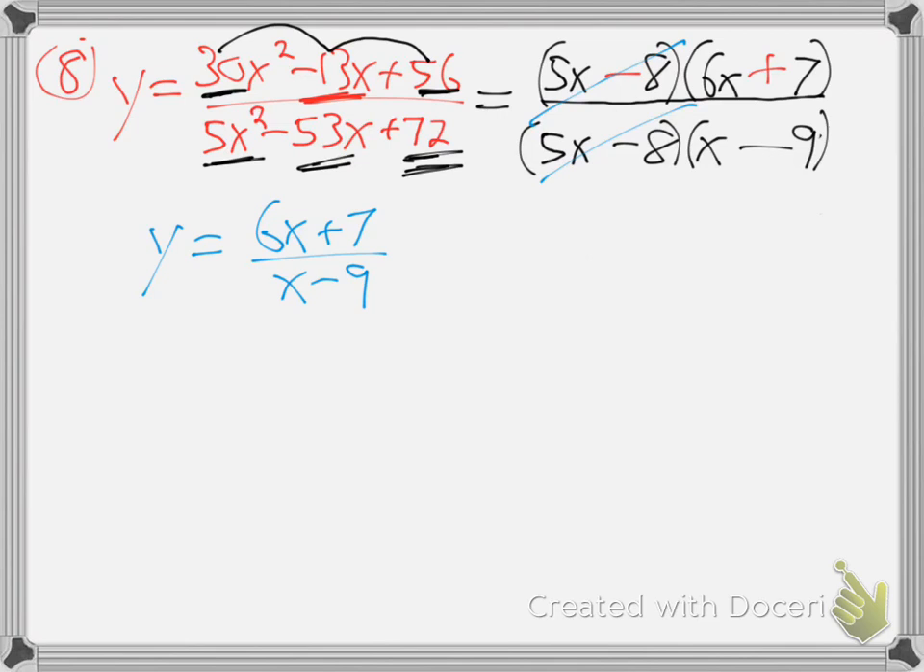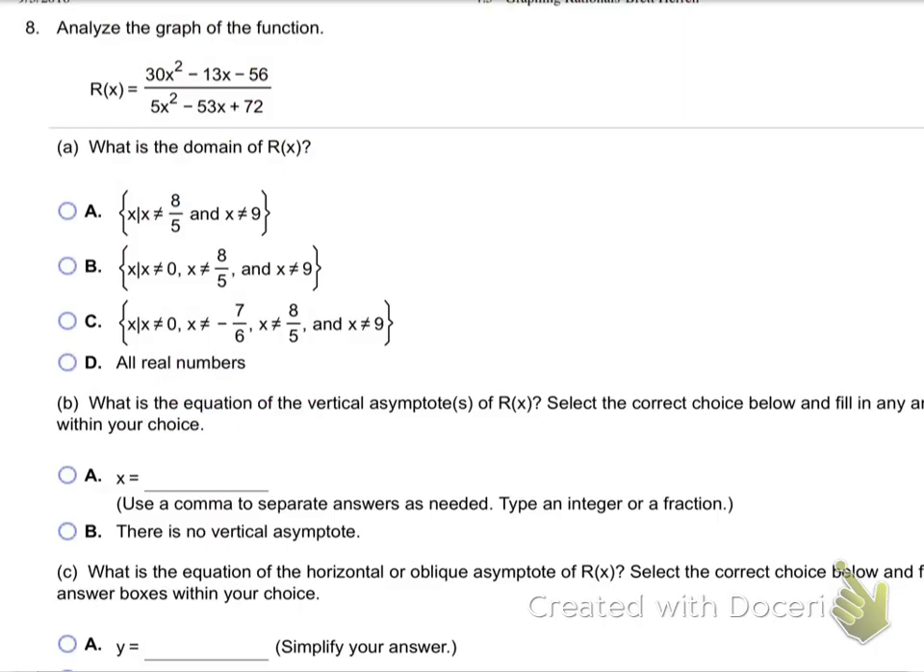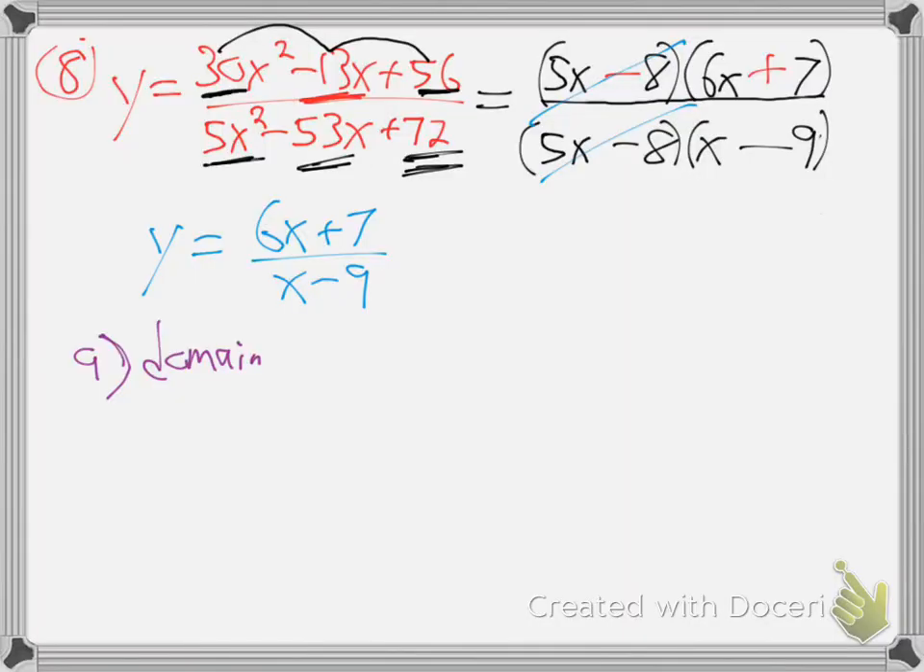Now, let's answer the question about domain. Negative 8 times positive 7 is not positive 56. Oh, did I miscopy the problem? Thank you. Yeah, it's supposed to be minus 56. Thank you, Renee. Yeah, the original was a minus 56.